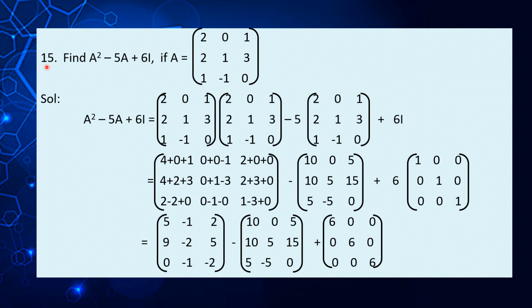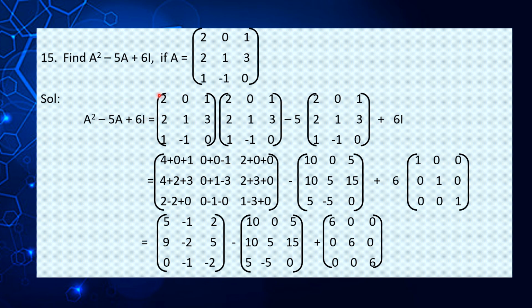15th question. Find A squared minus 5A plus 6I if A is equal to [2 0 1; 2 1 3; 1 -1 0]. They have given us the value of A. And as you know, the value of I is the identity matrix [1 0 0; 0 1 0; 0 0 1].